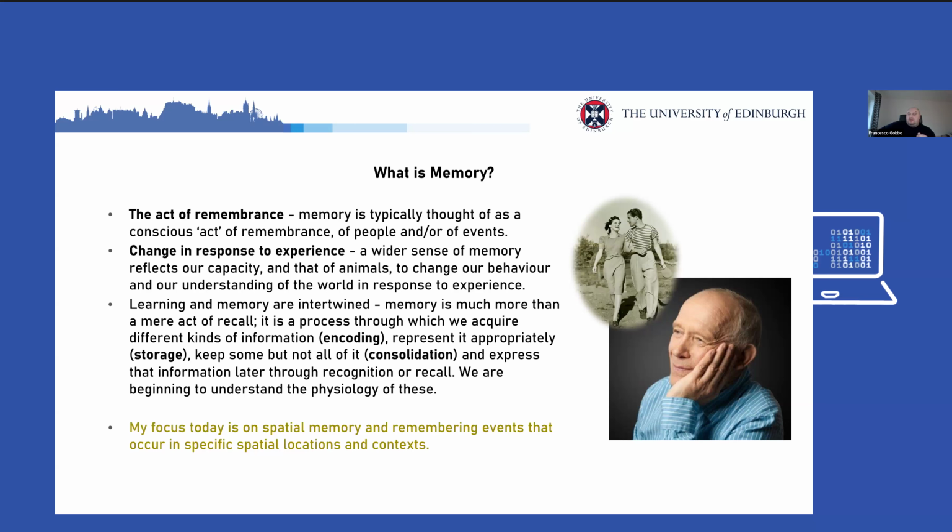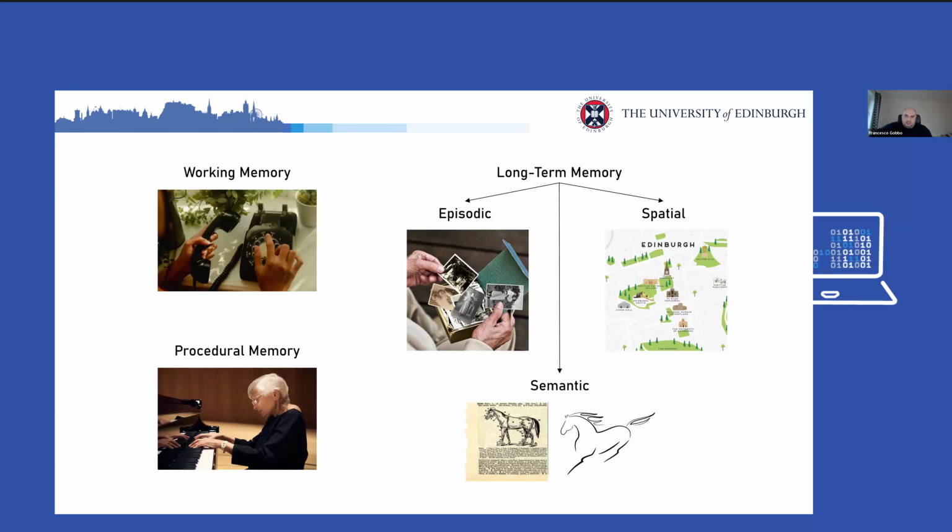So the focus of my talk today is spatial memory, which, as Tommaso already introduced, is memories about space and the location where we are, but also episodic memory, so essentially remembering events that have occurred in particular spatial locations and contexts.